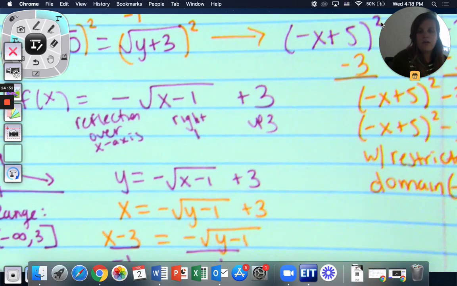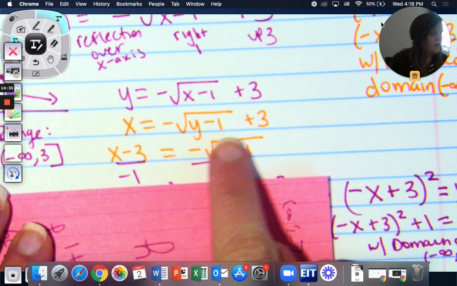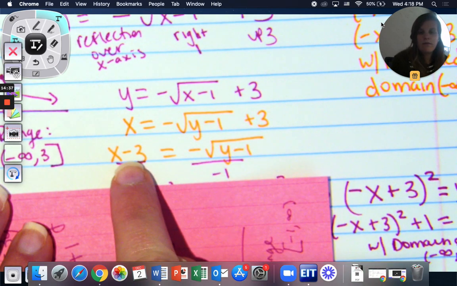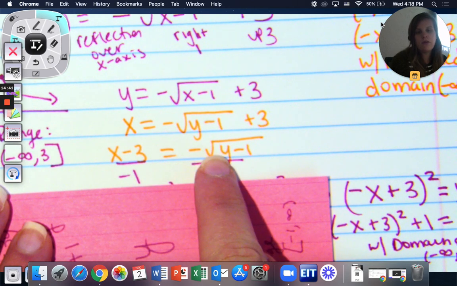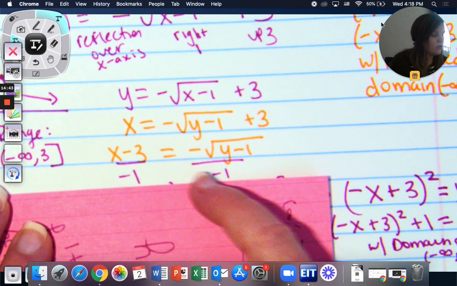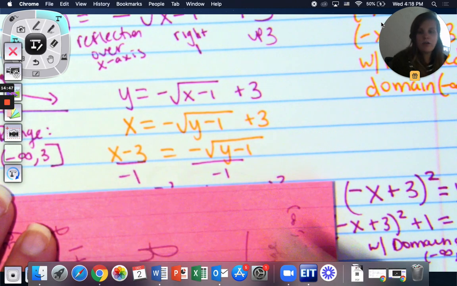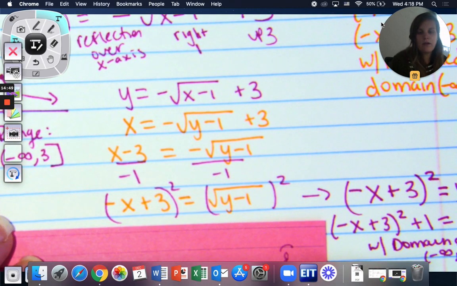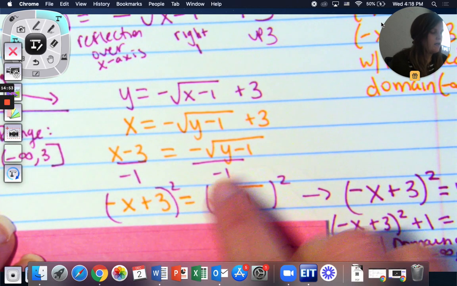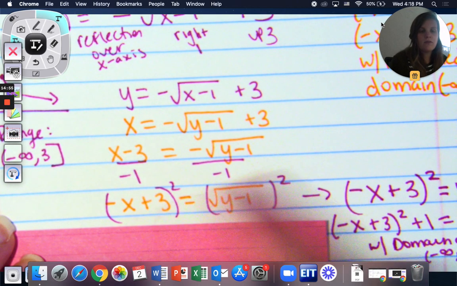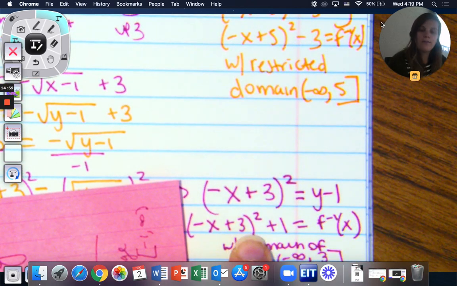As far as the equation goes, we flip x and y, subtract your 3 over, so x minus 3 equals negative square root of y minus 1, divide by the negative 1 in front, okay. When you do so, you have to divide both your terms, so negative x plus 3, that's how I got that. Get rid of the square root by squaring both sides. And then last step is add the 1 over. Okay?